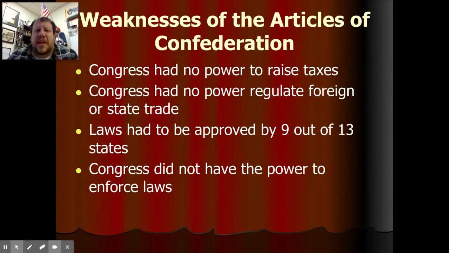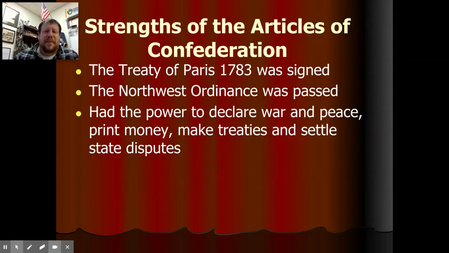So really think of it as a toothless dog, okay? It barks really, really loud and can say a lot of stuff, but it's just going to gum you after that. It can't really do anything to enforce any laws it wants to make.